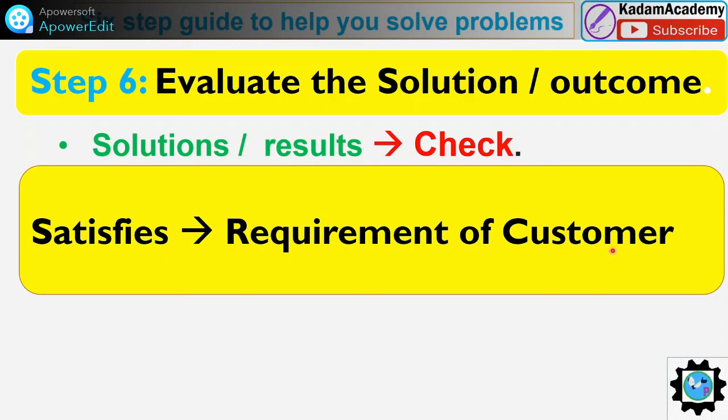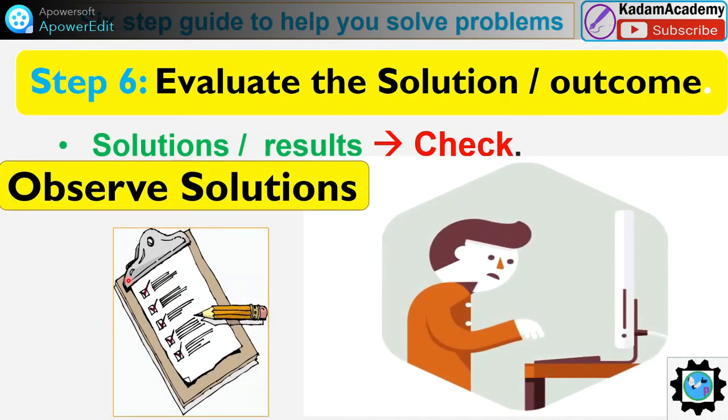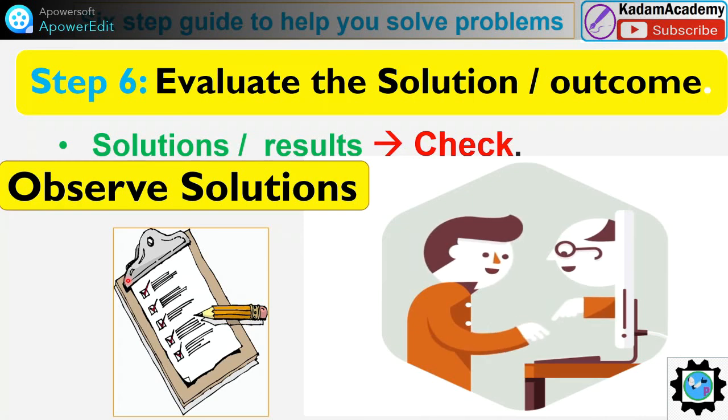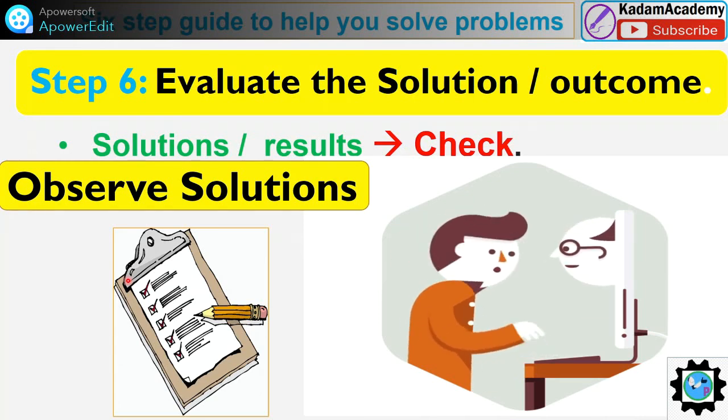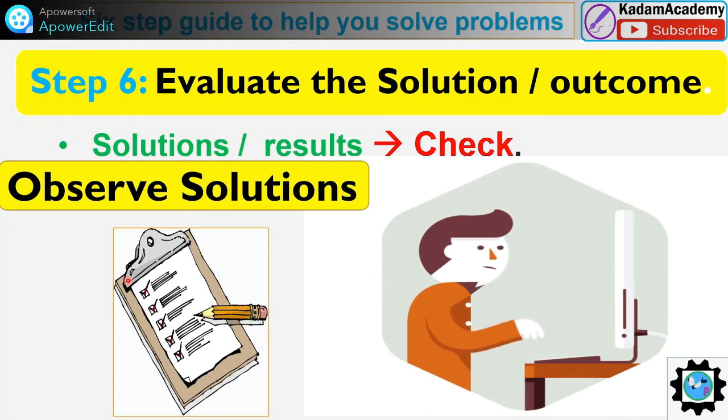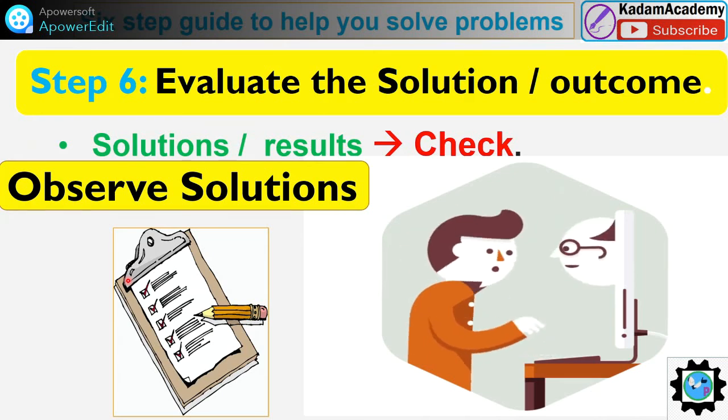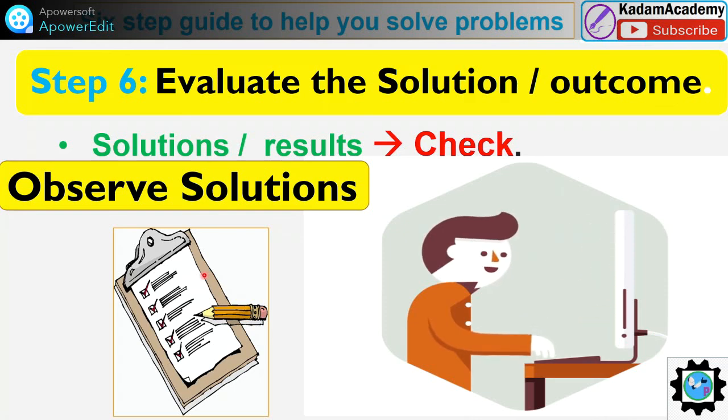This requirement of the customer is important. What is your problem? Will the outcome satisfy it or not? That we have to check. Observe the solution, how your solution is working. Decide if further action needs to be taken. It's best to decide on a time frame for observation before you follow up and decide whether or not to make changes to your plan. So observe it and make changes to your plan.